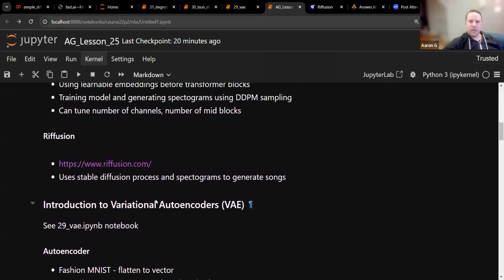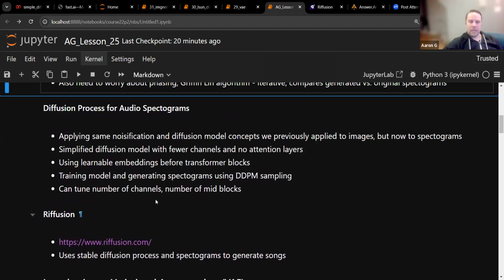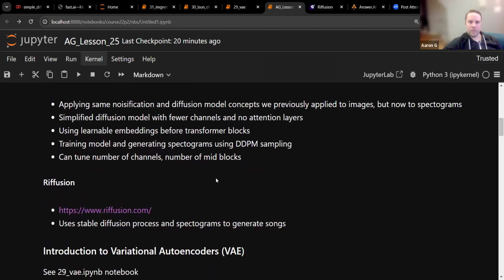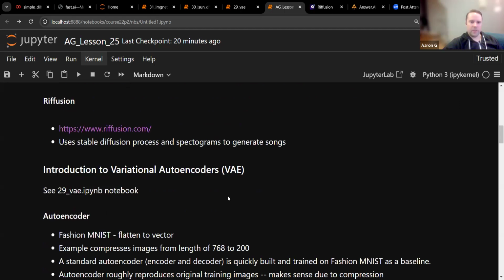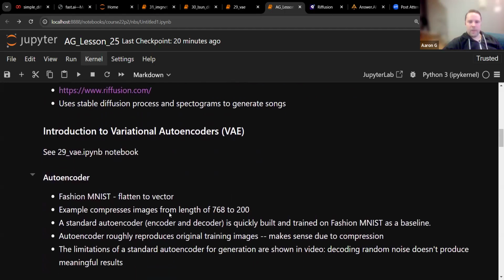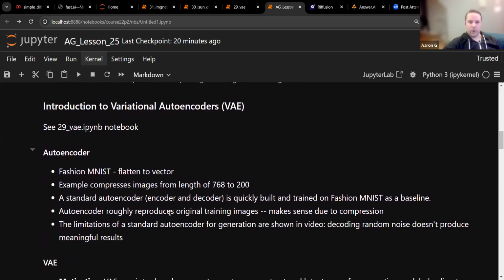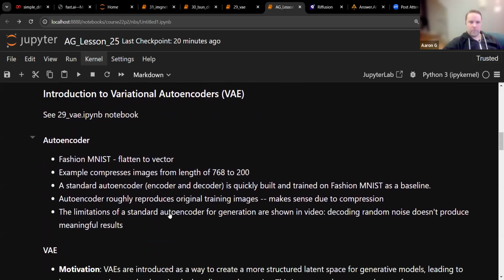Okay, so that's basically it for that audio example. This was just using a similar diffusion model to what we've looked at before, so I'm not really going to go into those details. We then move into autoencoders and VAEs, notebook 29, and we start with the Fashion MNIST image data set once again.